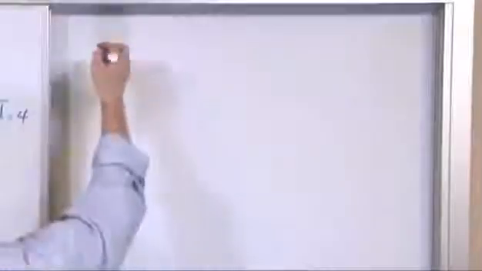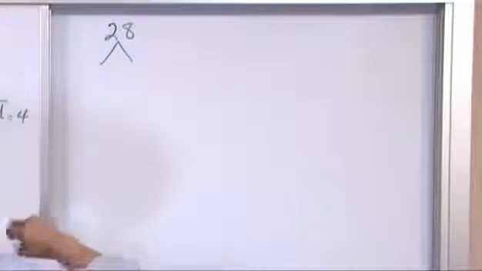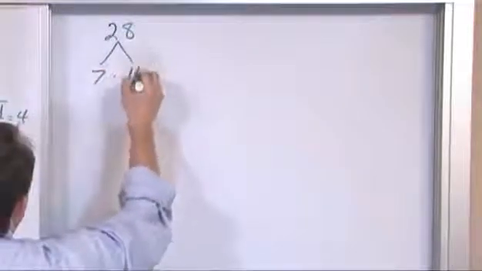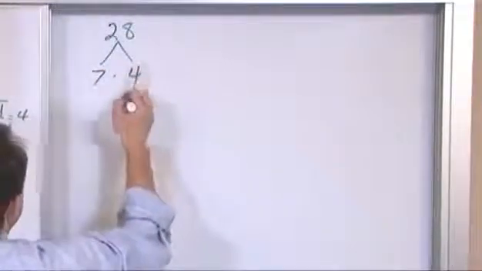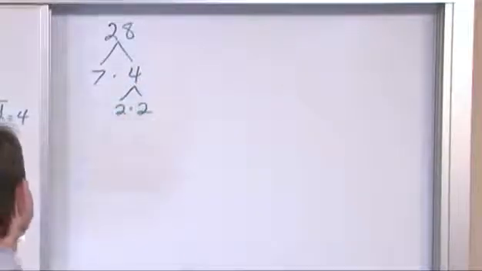All right, just a few more, just to get some practice. What about the number 28? A lot of different ways you can go here. 7 times 4 is 28. This is already prime. This can be written as 2 times 2. So everything's prime in the bottom.